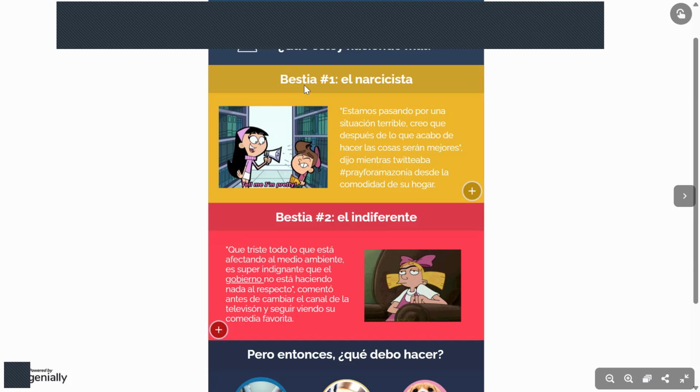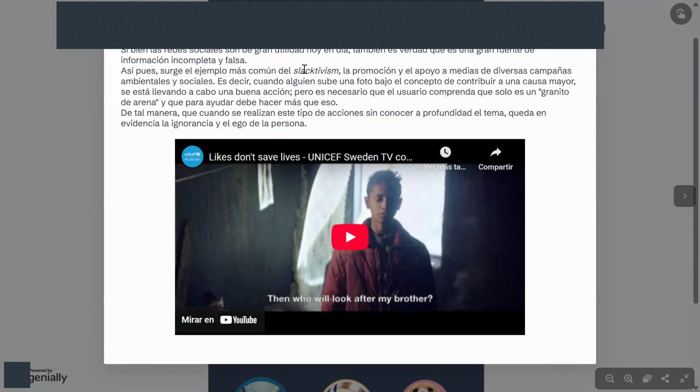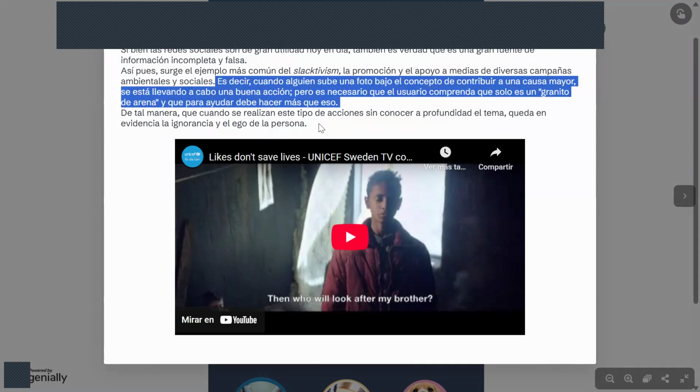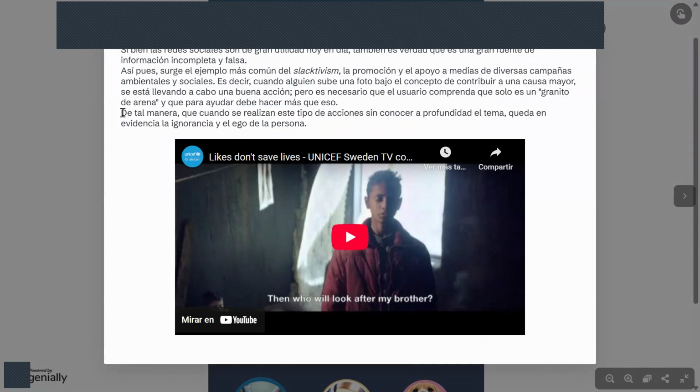We're going through an awful situation. I think that after I'm done, things will get better, says someone whilst tweeting hashtag pray for Amazonians from the comfort of her home, right? And here on the plus button, then she starts talking about selectivism, right? What is it? And then, how is that mechanism actually affecting, right?